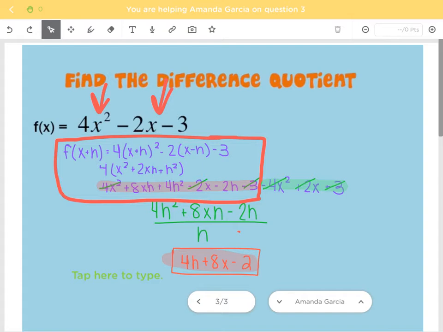How many of you got the difference quotient one right? Good. Okay, any questions on any of the stuff that we talked about yesterday?